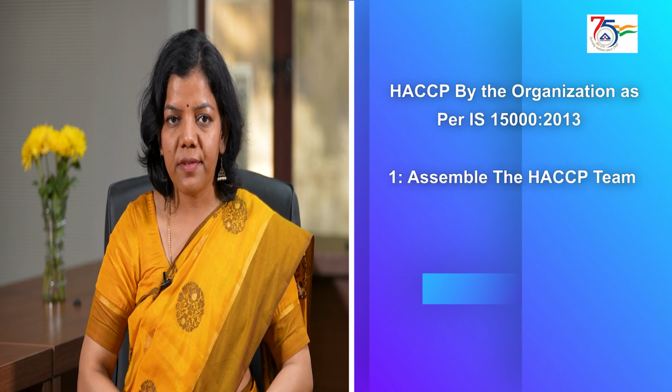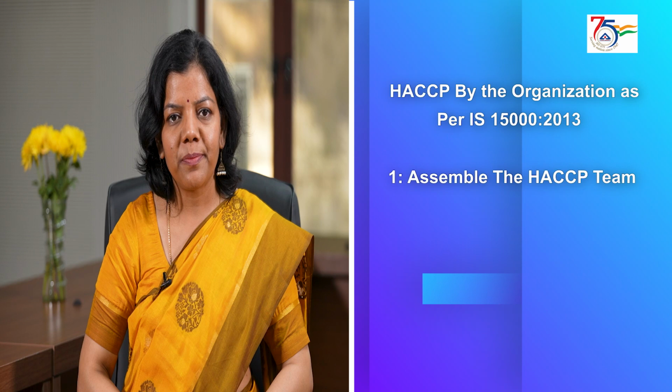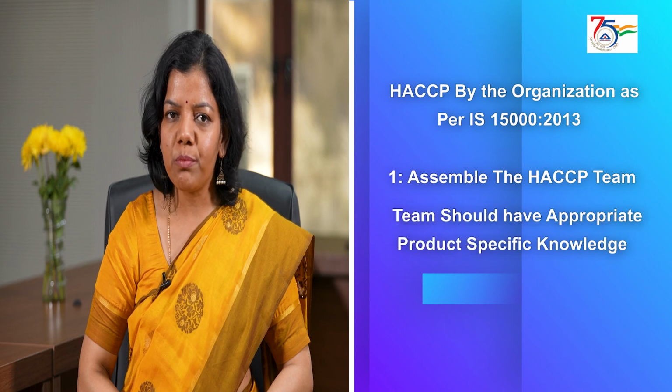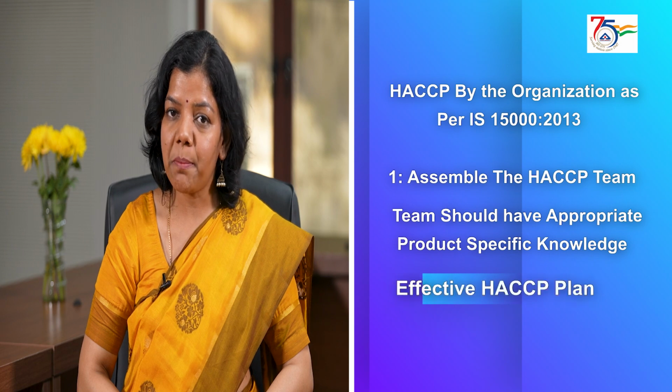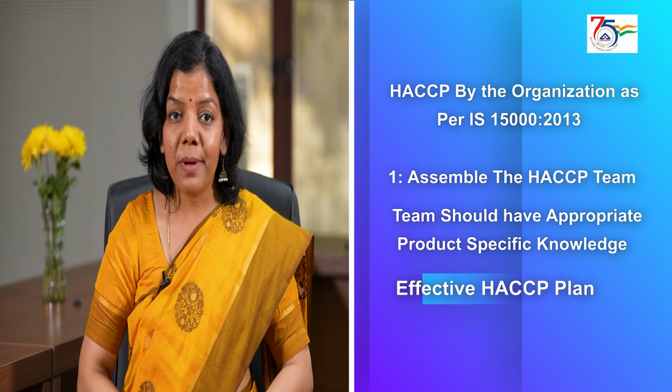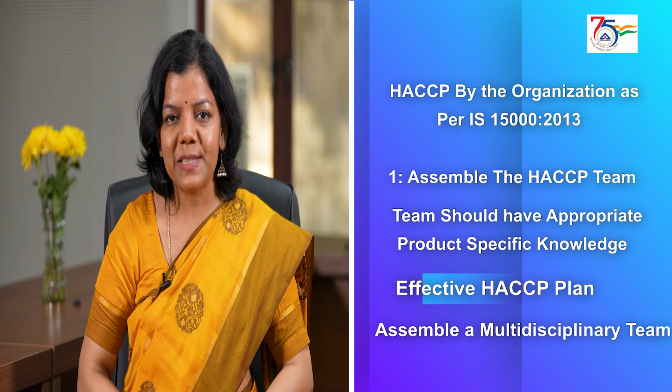After PRP implementation, there is a logical sequence for application of HACCP by the organization as per IS 15000:2013. First, assemble the HACCP team. The team should have appropriate product-specific knowledge and expertise for the development of an effective HACCP plan. In fact, the best way is to assemble a multidisciplinary team.